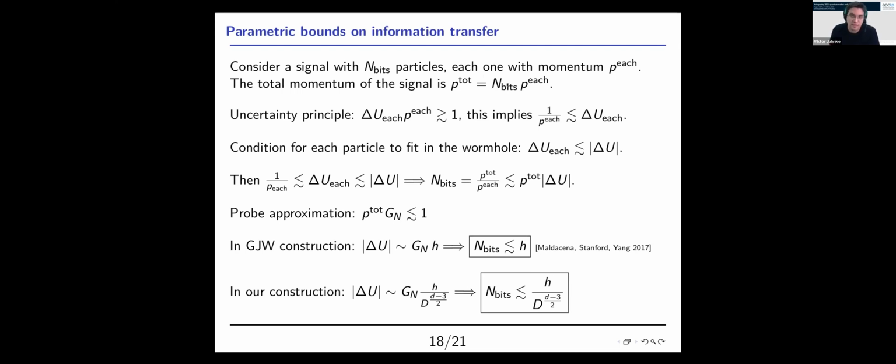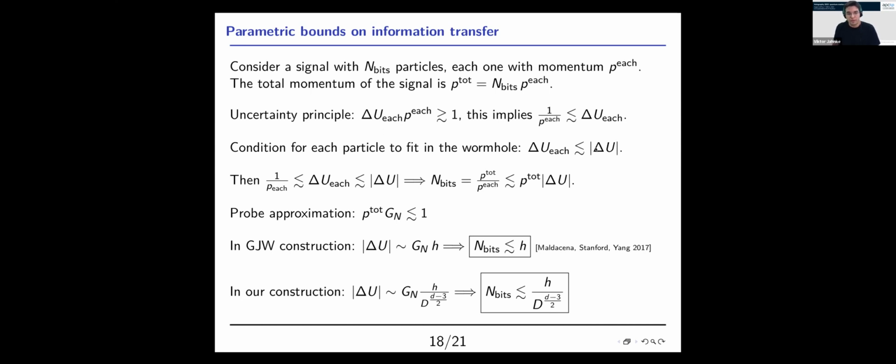However, naively, you can say, okay, maybe if I send many particles with very low momentum, I can send as many particles as I want. But that's not true because of the uncertainty principle. If the momentum of the particle is very small, then the corresponding wave function will occupy a very large region in the U coordinate. Maybe this delta U will be so large that the particle will not fit in the wormhole.